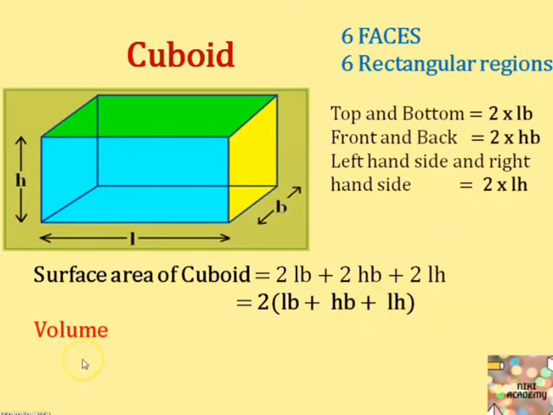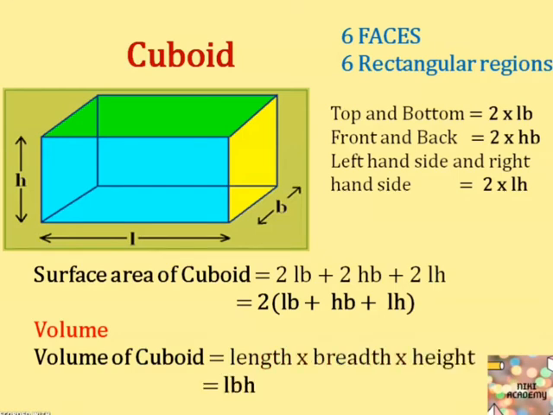The next thing we are going to find is the volume. Volume is the measure of the amount of space inside the solid figure. Let's take an example: if we pour water in the cuboid, this cuboid is a box and we are going to pour water in it. The amount of water it can hold is the volume of the cuboid. So to find the volume of the cuboid, we multiply length into breadth into height. So the volume of the cuboid equals length into breadth into height. Shortly we can write it as L into B into H.